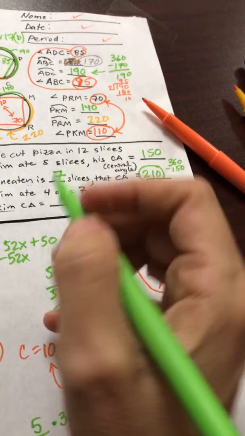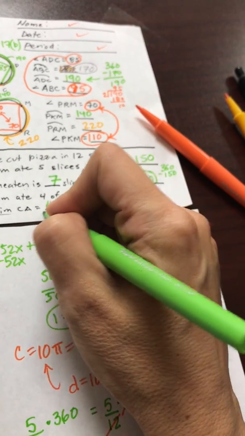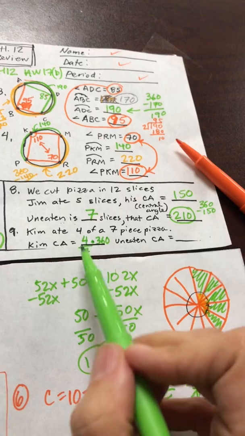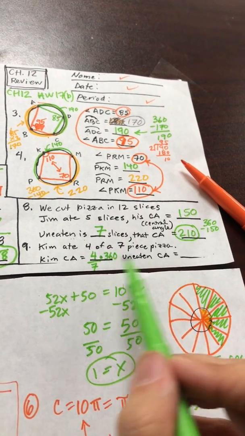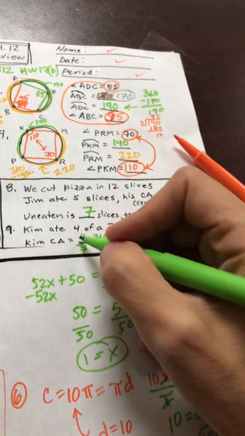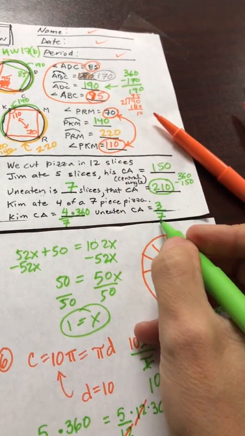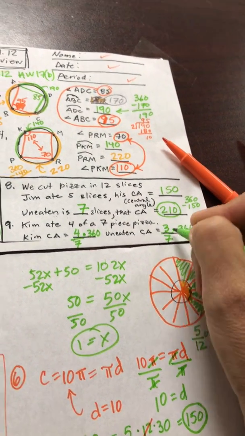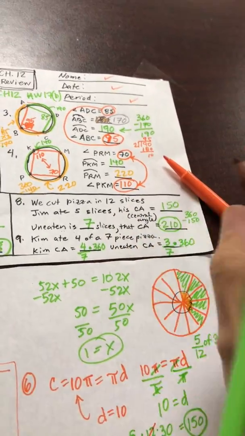Cool? Now it says Kim ate 4/7 of a pizza. So that's 4/7 times 360. That's going to be a decimal. So you can turn that into a decimal, I think, or just leave it like that. For the uneaten pieces, that means she didn't eat 3 out of the 7 pieces, right? And that would be 3/7 of 360, meaning multiply. You could turn those into decimals or leave it just like that.